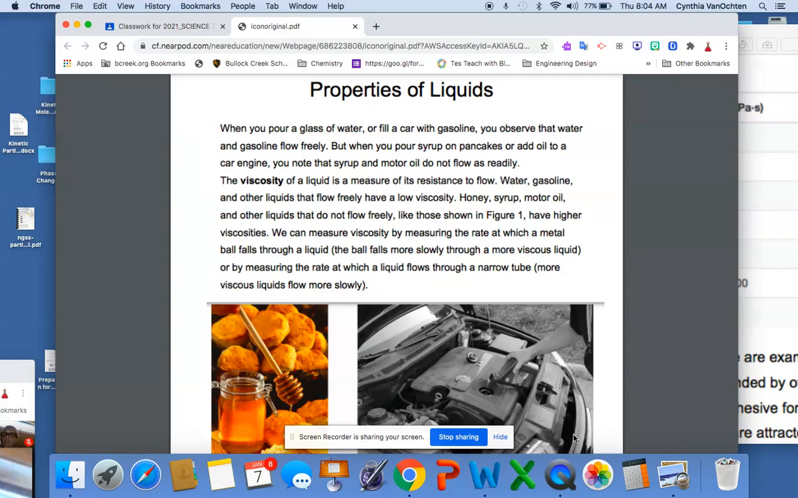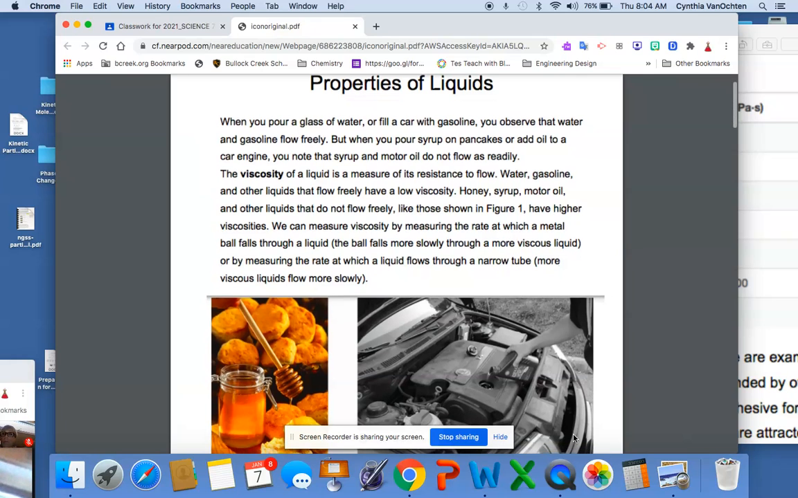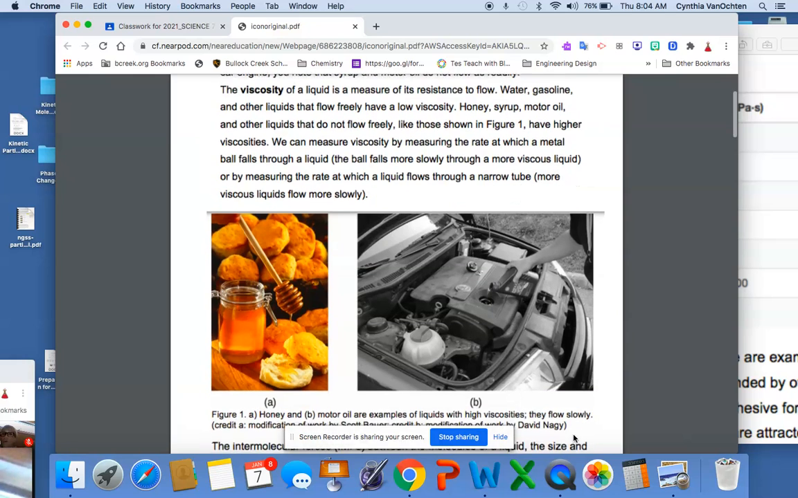Water, gasoline, and other liquids that flow freely have a low viscosity. Honey, syrup, motor oil, and other liquids that do not flow freely, like those shown in Figure 1, have higher viscosities. We can measure viscosity by measuring the rate at which a metal ball falls through a liquid. The ball falls more slowly through a more viscous liquid. Or by measuring the rate at which a liquid flows through a narrow tube. More viscous liquids flow more slowly.